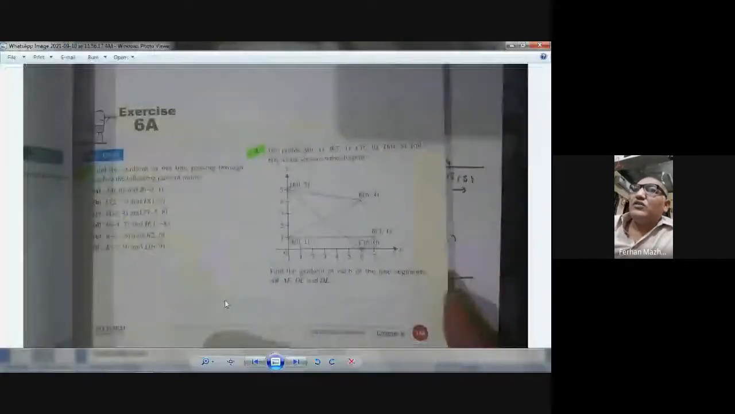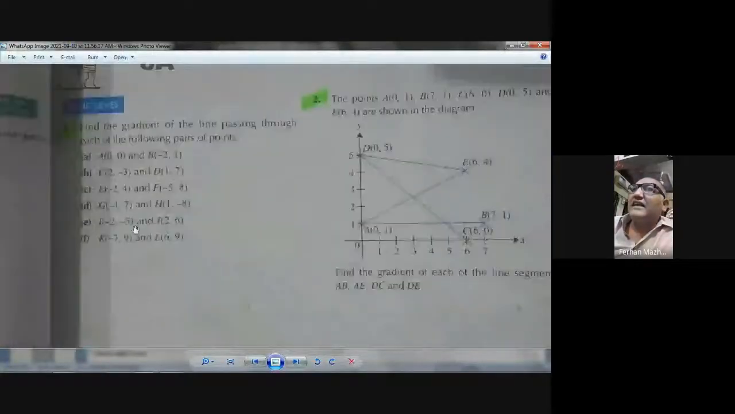Here comes question number 1. This is exercise 6A. Question number 1 is showing up on your screen. The first question is, find the gradient of the line passing through each of the following pairs of points. So here you have A, B, C, D, E, F.